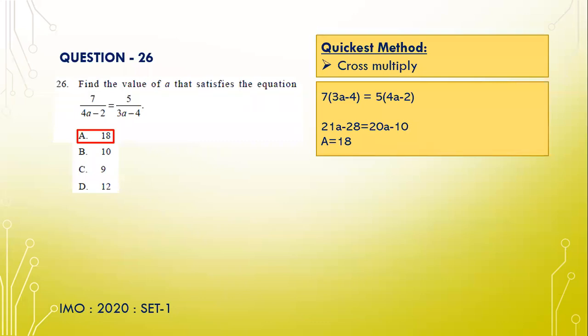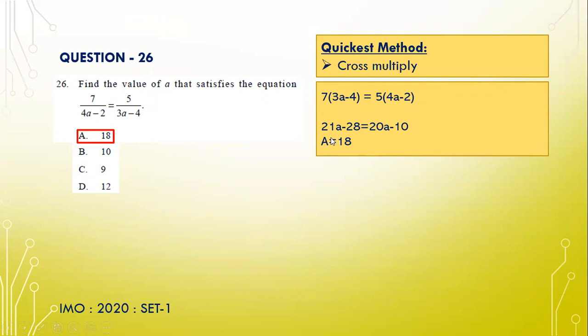Okay, the first question, which is question 26, is: find the value of a that satisfies the equation 7 upon 4a minus 2 is equal to 5 upon 3a minus 4. Again, an easy question to start with. How do you solve? We'll just basically cross multiply. So 7 into 3a minus 4 is equal to 5 into 4a minus 2.